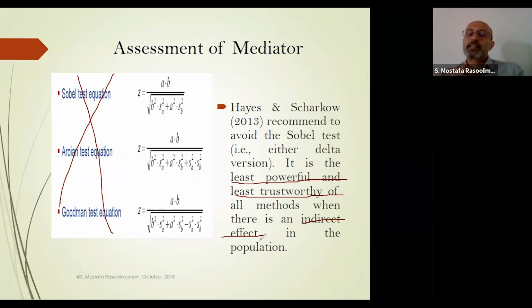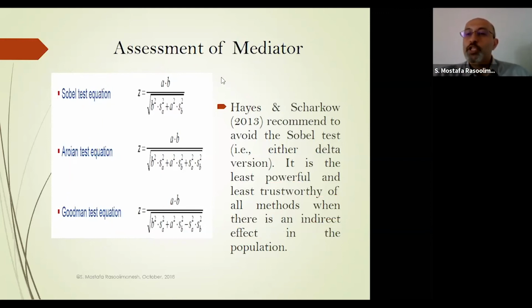Some researchers tried to combine, for example, the Sobel test from the third group and Baron and Kenny, and based on these two, tried to increase the power of the analysis. But by combining two bad things, you cannot create a good thing. By combining two low power tests, you cannot create a strong power test. Right? So don't use Baron and Kenny, don't use the Sobel test for assessment of a mediator.